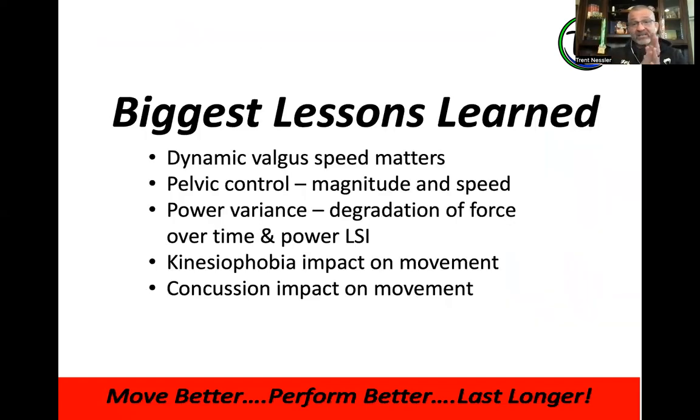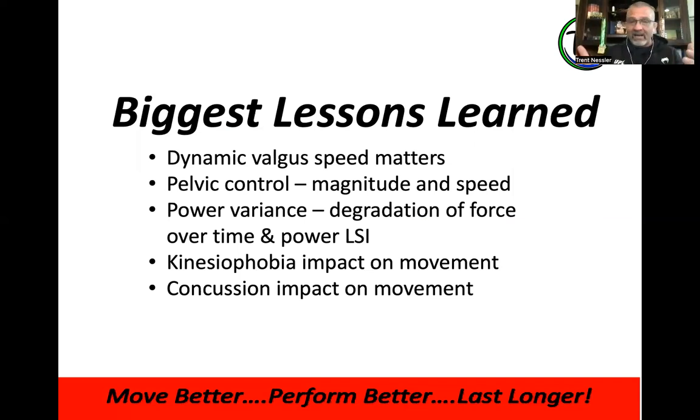So some of the biggest lessons that I've learned from our first launch of the system: number one, dynamic valgus speed matters. We were the first ones to truly put out there in the research community that dynamic valgus speed is really important. We all know, we can all prove it right here.